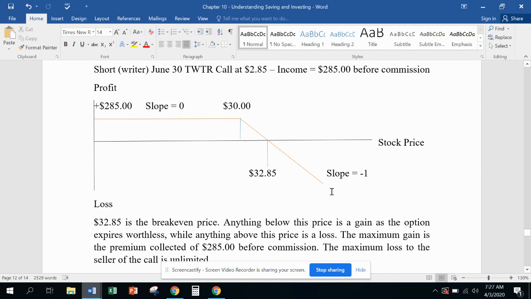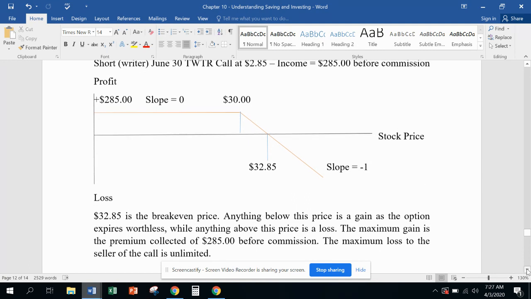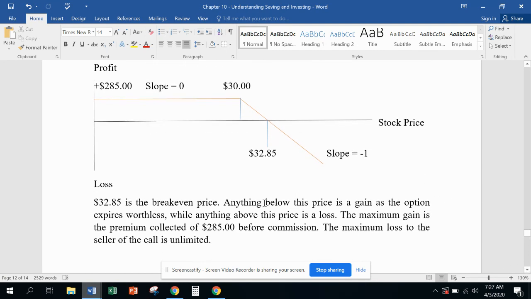This is the exact mirror image of the long side that we just took a look at. So break even price is 32.85. Anything below this price is a gain, as the option will expire worthless, while anything above this price is a loss. The maximum gain they can get is 285, and the maximum loss for the seller is theoretically unlimited.